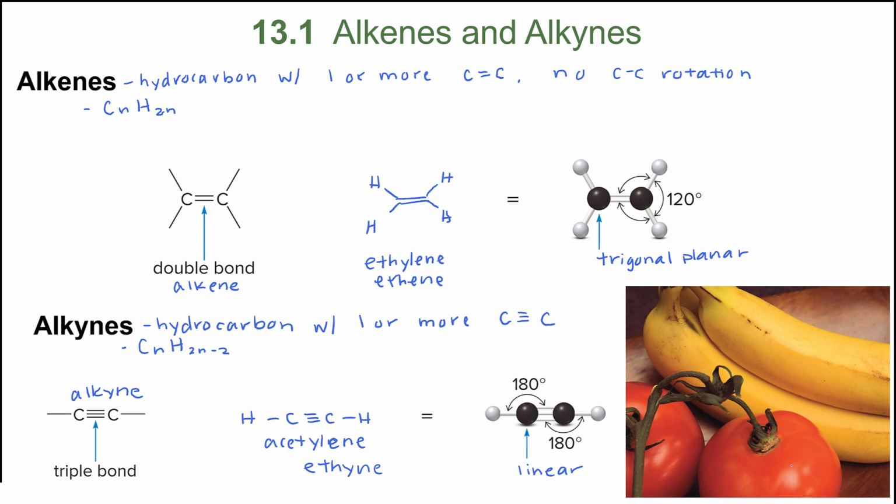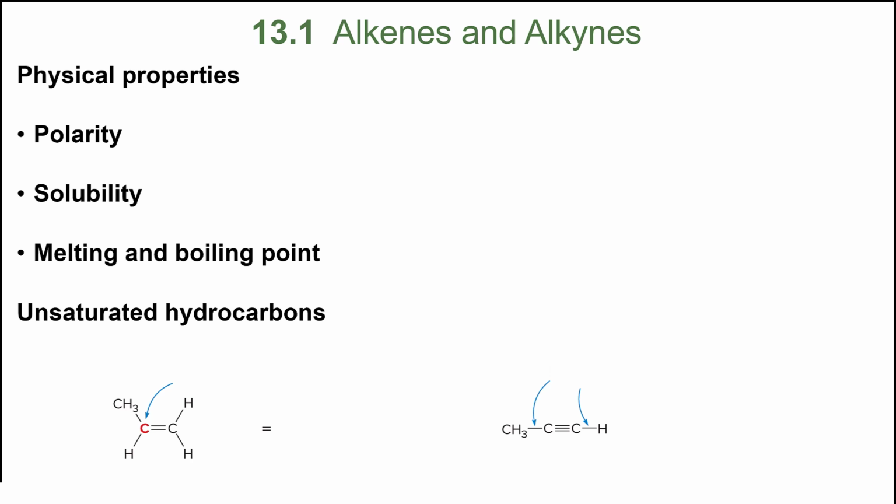As a banana ripens, it gives off ethylene, and if you have a tomato sitting next to it, that ethylene can also speed up the ripening of a tomato because that is a plant growth hormone. When we look at physical properties of alkenes and alkynes, these are nonpolar compounds because it's just carbon and hydrogen bonds. They tend to be insoluble in water. They have low melting and boiling points.